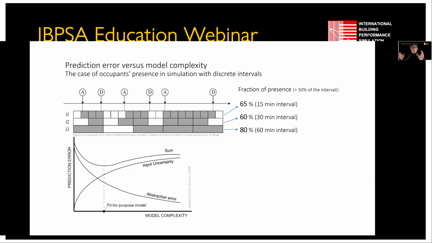But the general conceptual idea is that once you increase the model complexity in terms of geometry or temporal resolution, you obviously reduce the errors because you lose less information. So the abstraction errors that you make if you do a very large-scale model without details would be reduced when you increase the complexity.